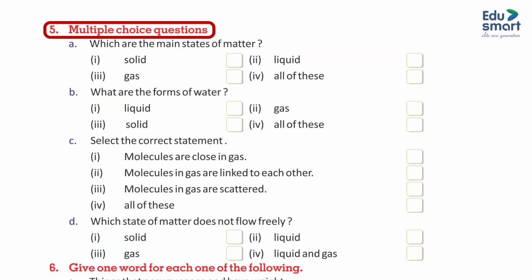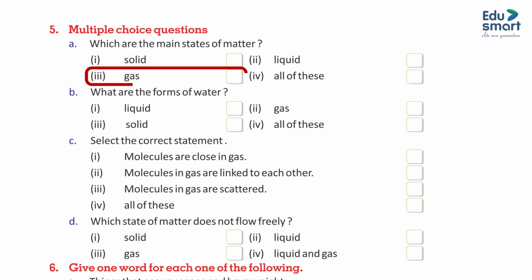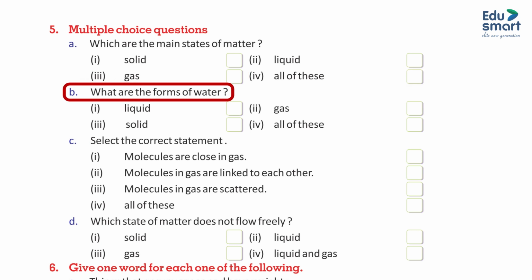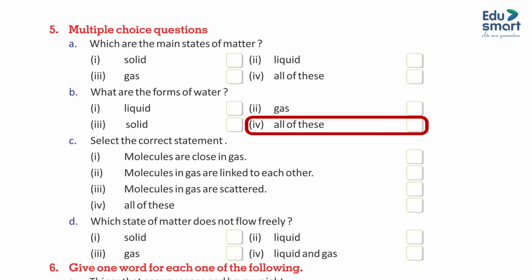5. Multiple choice questions. A. Which are the main states of matter? 1. Solid, 2. Liquid, 3. Gas, 4. All of these. B. What are the forms of water? 1. Solid, 2. Gas, 3. Solid, 4. All of these.